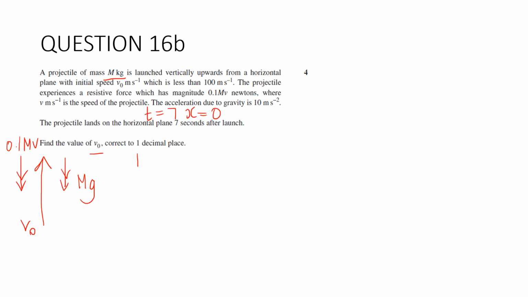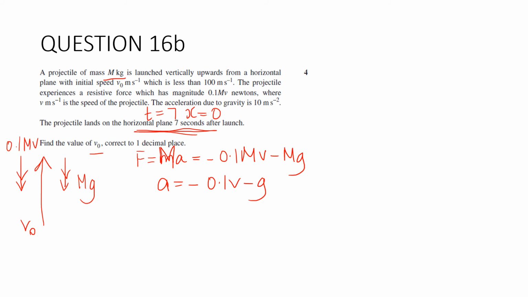All right, so we start as always with F is equal to ma. In this case, m is capital M. And it's going to be equal to negative 0.1 mv, take away mg. So dividing through by m, we get a is equal to negative 0.1 v minus g. Now we want to get an equation in terms of time, so I'm going to use dv dt is equal to negative. I'm going to factorise this negative out.